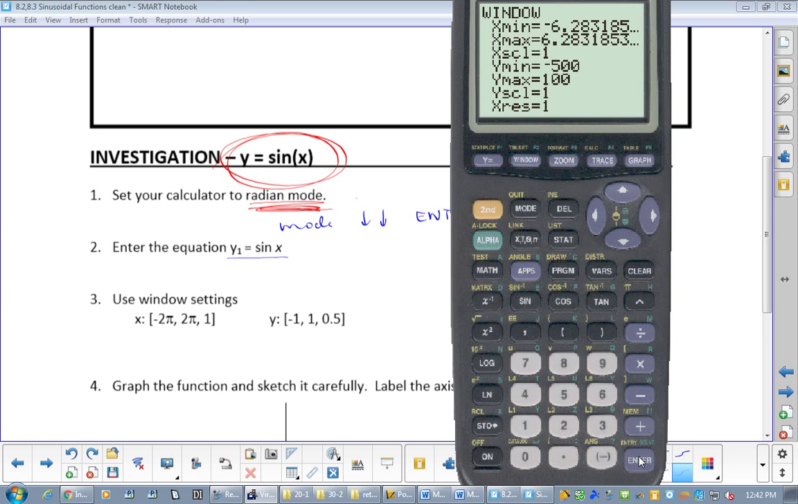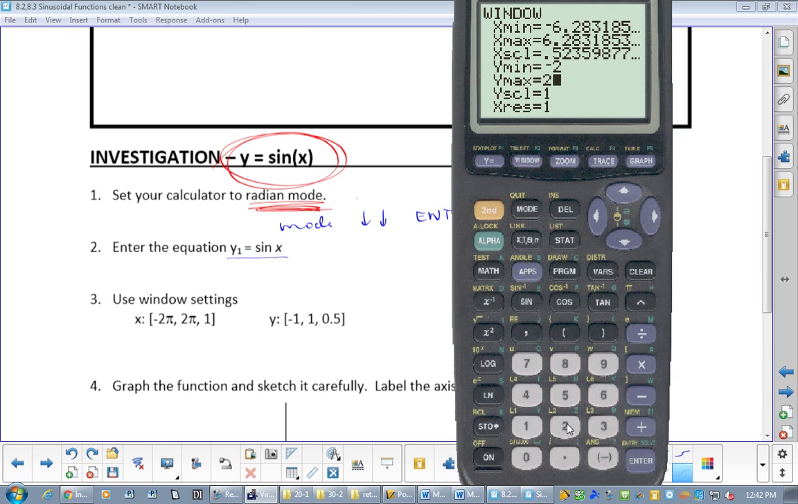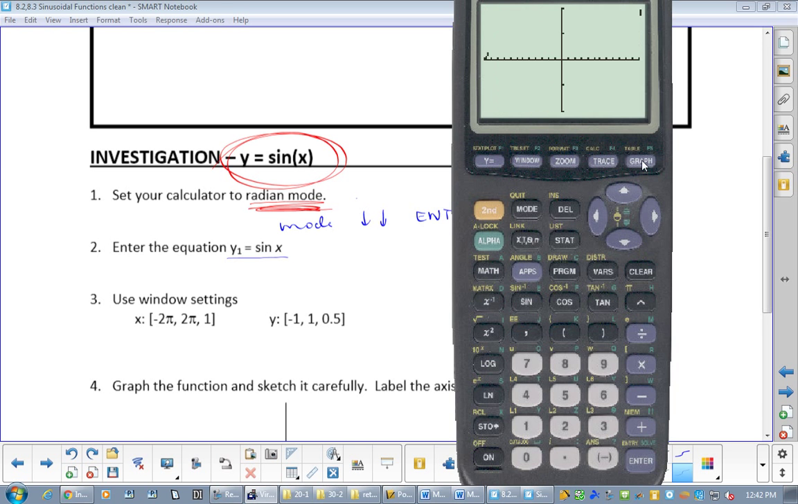And they say use 1, but really pi over 6 is the way that I would always teach it. But you can put 1 there, whatever. And then it says negative 1, 1, 0.5. I like to use negative 2, 2, and you can use 1. So that just gives me more to see on top of the bottom. So then you'll hit graph, and there's your periodic function showing over and over.